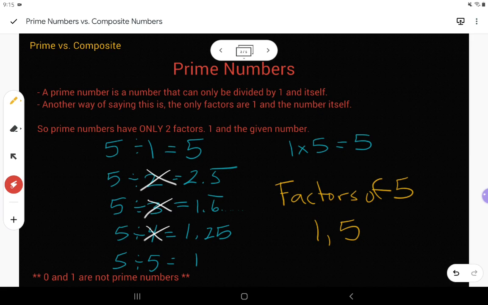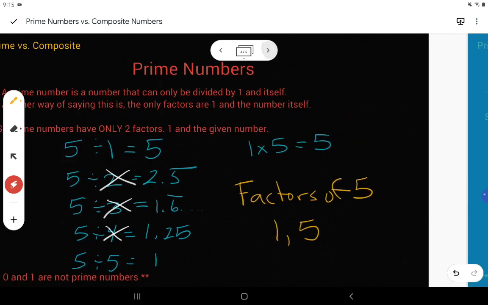Okay. Now it's important to note, I have it down here in the bottom, 0 and 1 are not prime numbers. They're also not composite numbers. They're just 0 and 1. They don't have a special name. Okay. So 0 and 1 don't count, but this works for all of our other numbers.